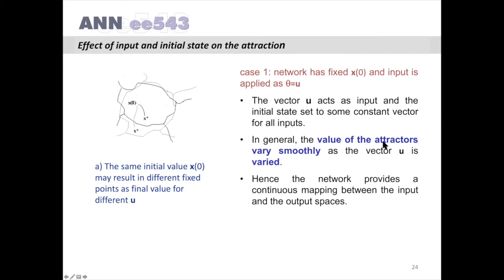In general, the value of the attractors vary smoothly as the vector u is varied. Hence, the network provides a continuous mapping between the input and the output spaces. Although we are starting with the same initial state at the end, for different u values, different theta values, the network may converge to different final states. The same initial value x0 may result in different fixed points as final value for different u.